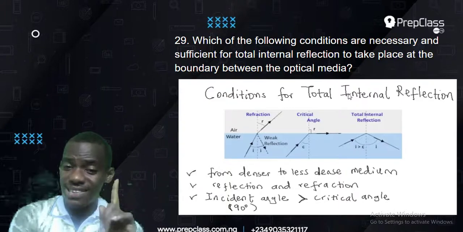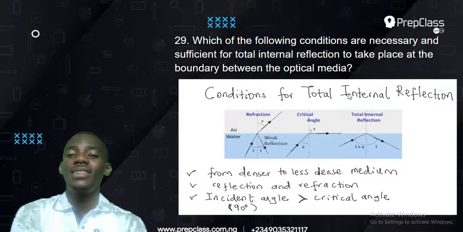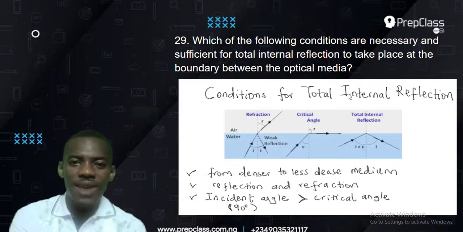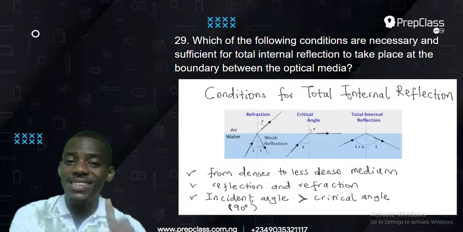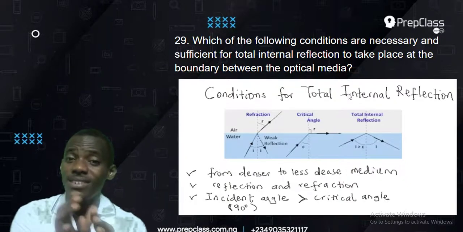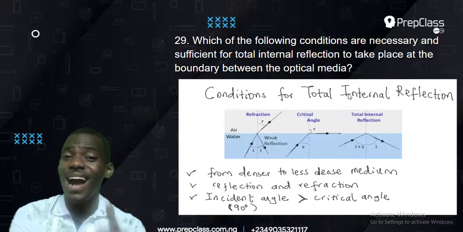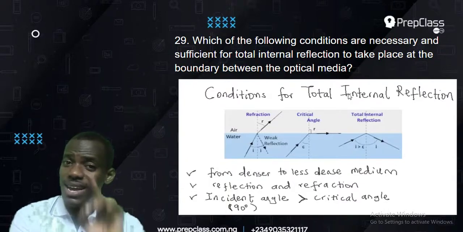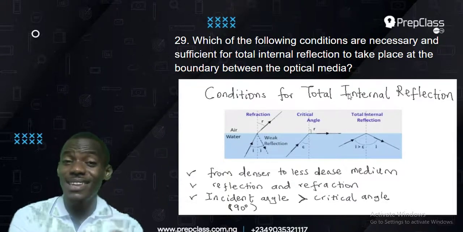So the incident angle is the first angle, while the critical angle is the one whose refracted angle is 90 degrees. Now don't forget the meaning, because I've seen theory questions that asked to define critical angle. Critical angle is the incident angle whose refracted angle is 90 degrees. That's the definition of critical angle. Now, the incident angle must exceed the critical angle. That is the last condition for total internal reflection to occur.